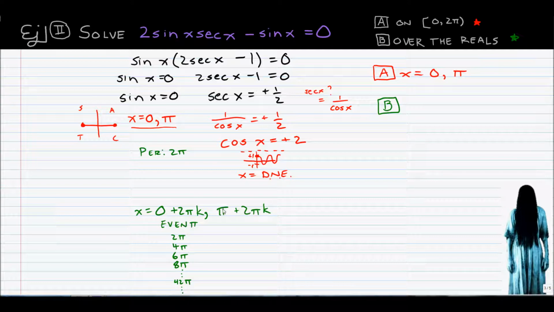Over here, though, pi plus 2 pi would be 3 pi, 5 pi, 7 pi, 9 pi, 117 pi would eventually show up. What we're finding over here are all the odd pi's.